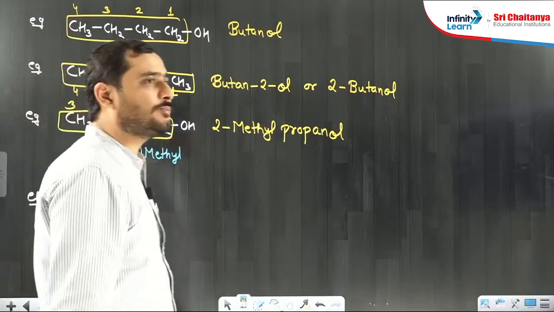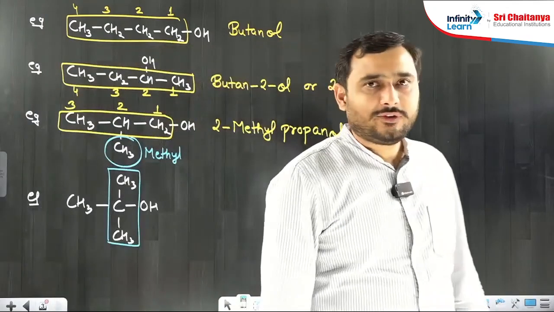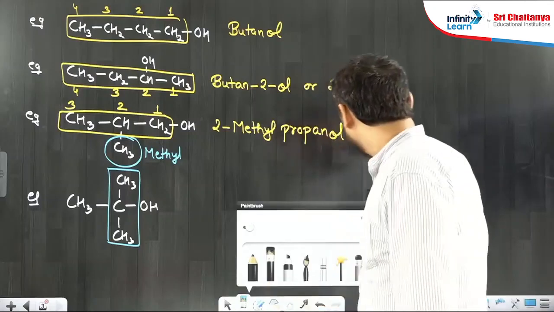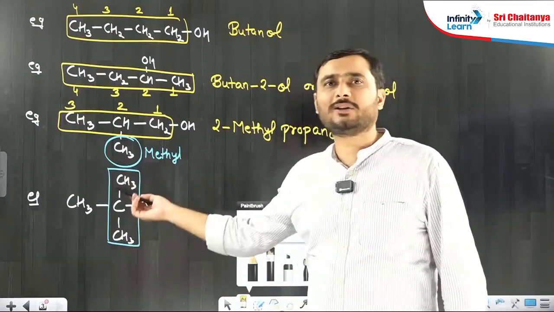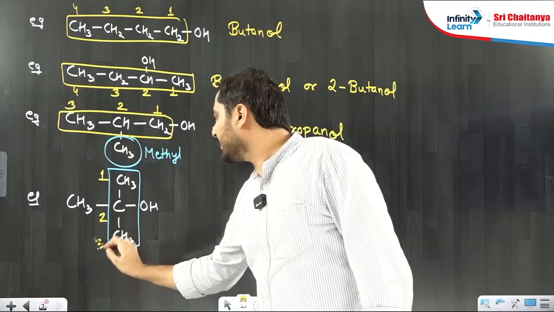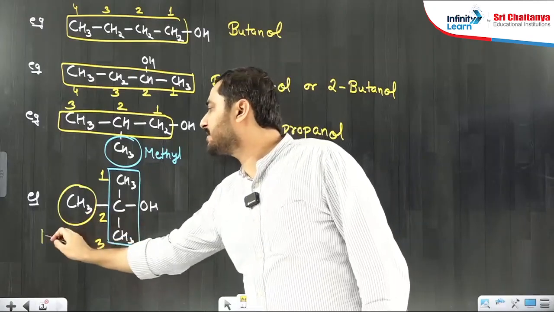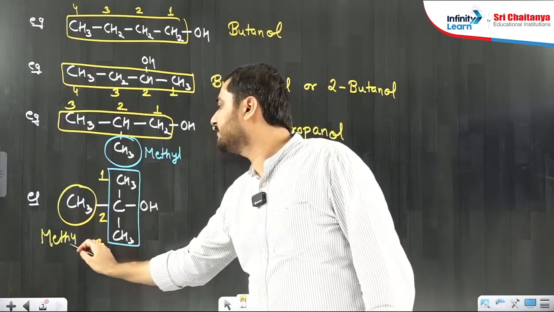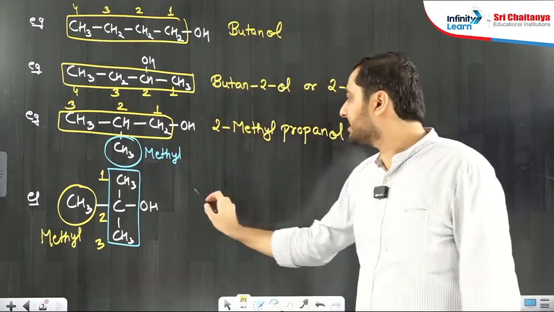This longest chain is the parent chain. Now if we write numbering for this parent chain, numbering can start from either end, and OH will get number 2. So we write 1, 2 and 3. And if we check at the second position, which substituent is present here? Methyl.